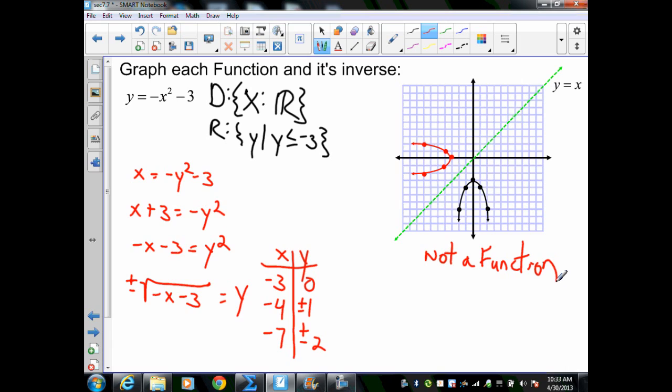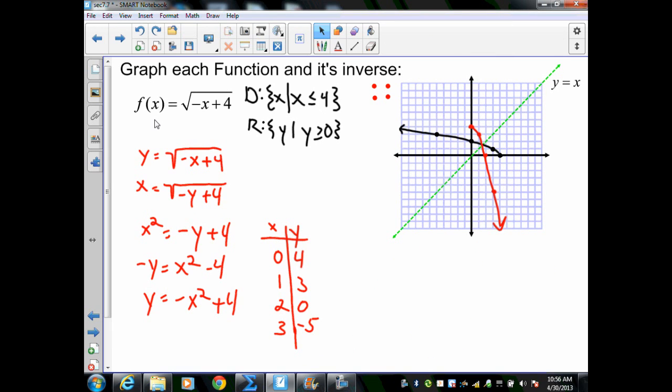And I can determine the domain. What allowable x values do I have? That would be all values of x that are less than or equal to negative 3. And my range, my y values that are allowable, is all real numbers.